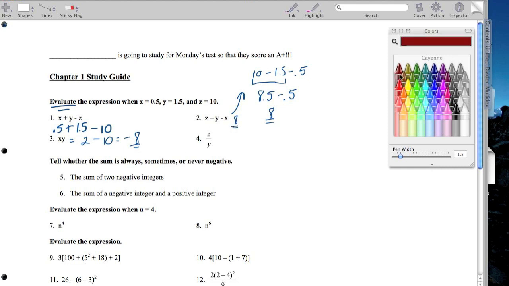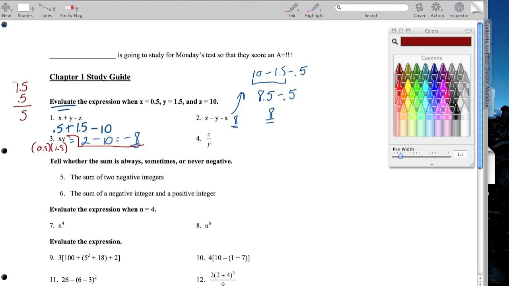Number 3, I'll use a different color because it's kind of squeezed in there. Draw a line. We have x times y, so that's going to be 0.5 times 1.5. If we remember when we multiply decimals, you want to line them up along the right. You do not want to line up your decimal points. So they should be flush along here. And then let's get that line out. It looks like a weird division sign.